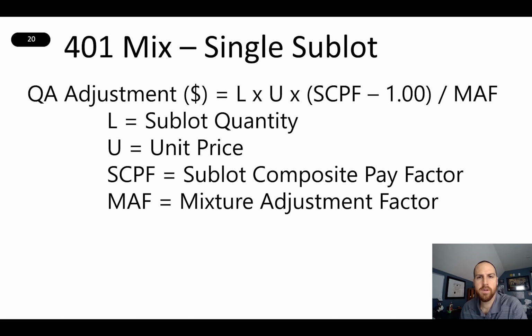So how do we turn that sublot composite pay factor into a dollar amount for a quality adjustment? You use this equation, where L is your sublot quantity, U is your unit price, your sublot composite pay factor, and your mixture adjustment factor. What is this? We'll look really quick into what this mixture adjustment factor is.